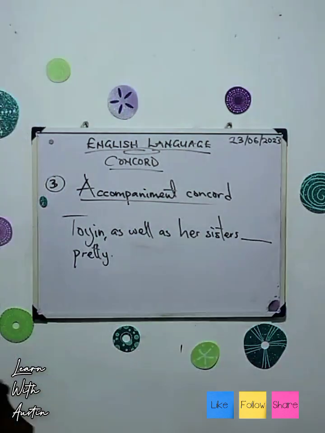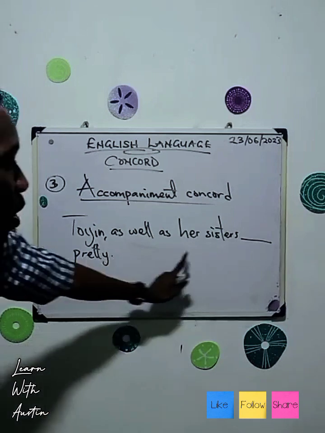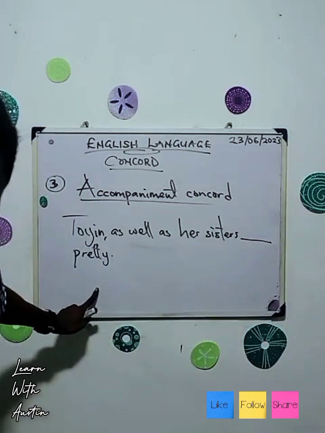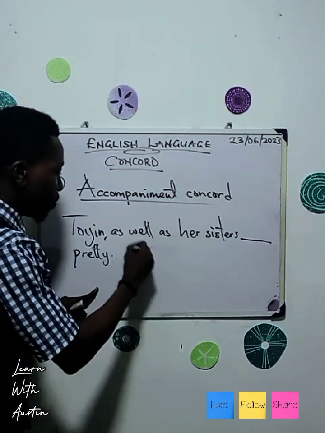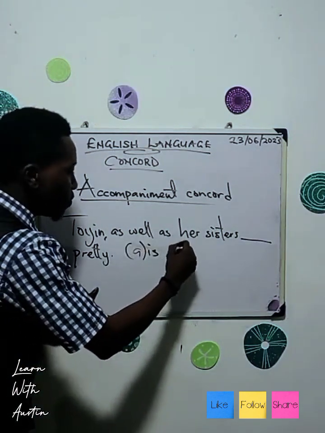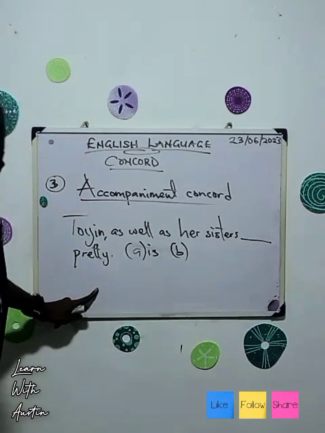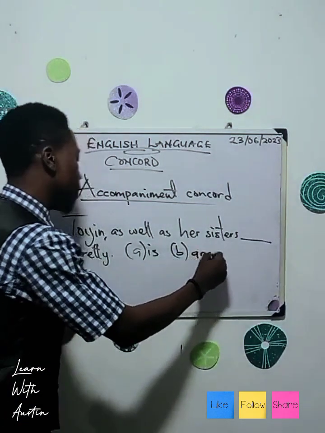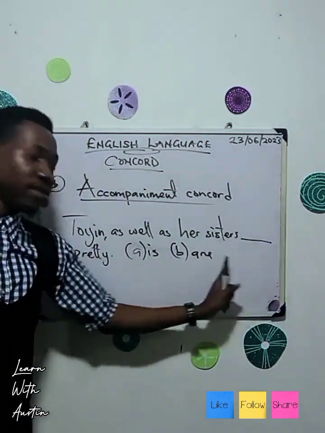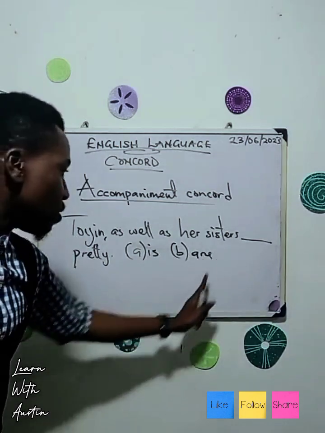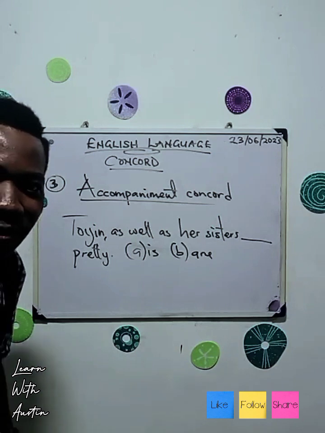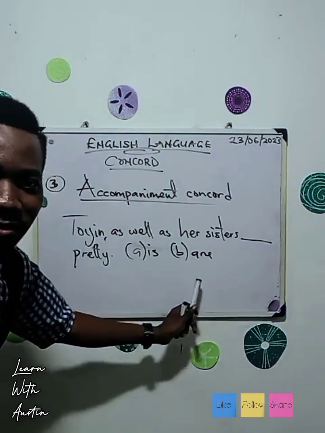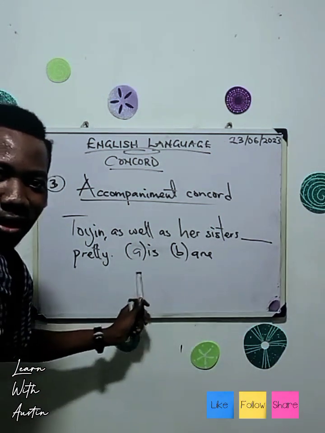Now let's see the options. Tony as well as her sisters dash pretty. The options we have are A, is pretty, B, are pretty. Two options. Tony as well as her sisters: is pretty, are pretty.